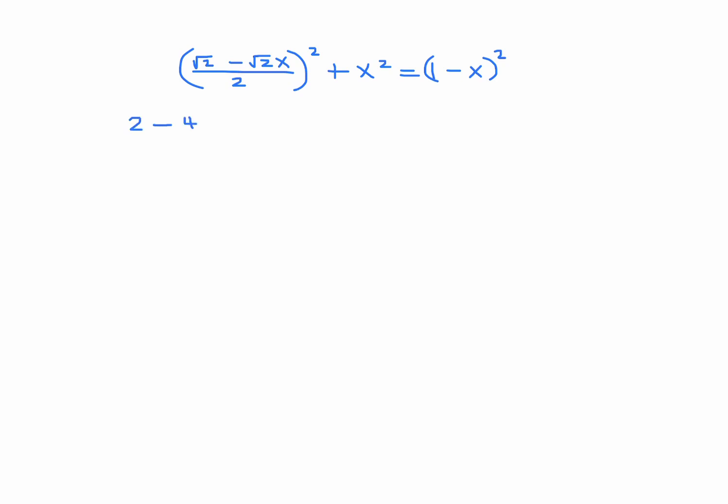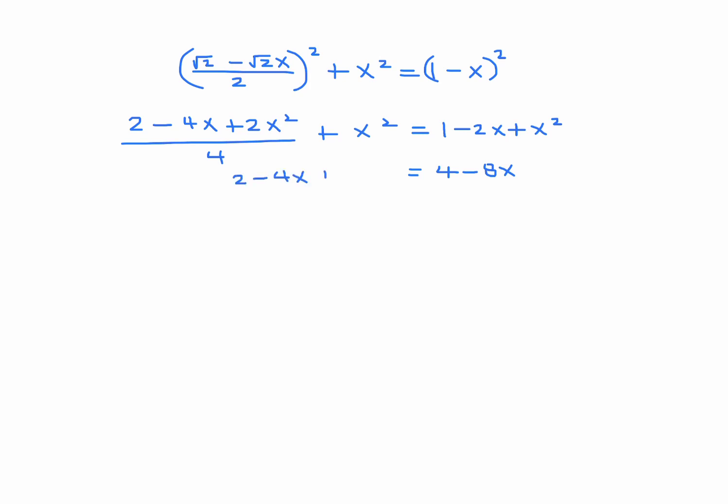This is going to be 2 minus 4x plus 2x squared all over 4 plus x squared. And then this is 1 minus 2x plus x squared. So the x squareds cancel, and this is just going to be, if I multiply through by 4, it'll just be 4 minus 8x is equal to 2 minus 4x plus 2x squared. Put everything on one side, and if you do, you get 2x squared minus, or rather adding 8x to both sides, so this becomes 4x, and this becomes minus 2.